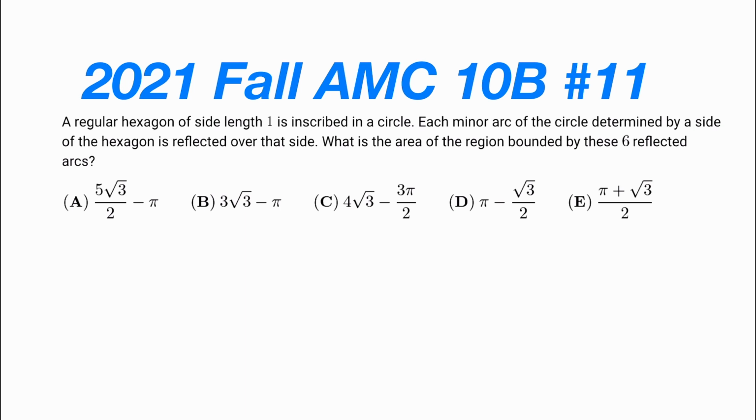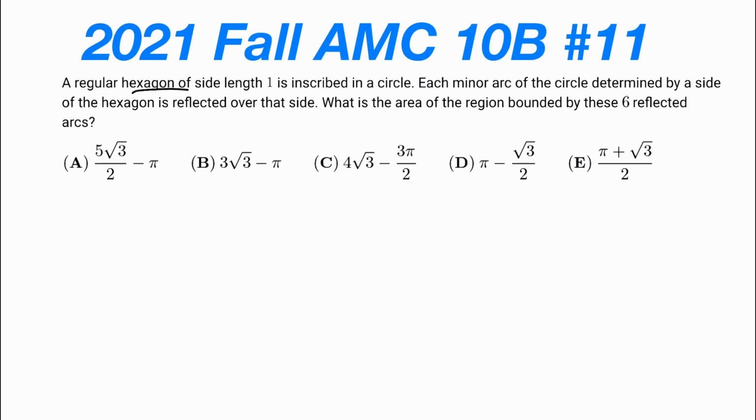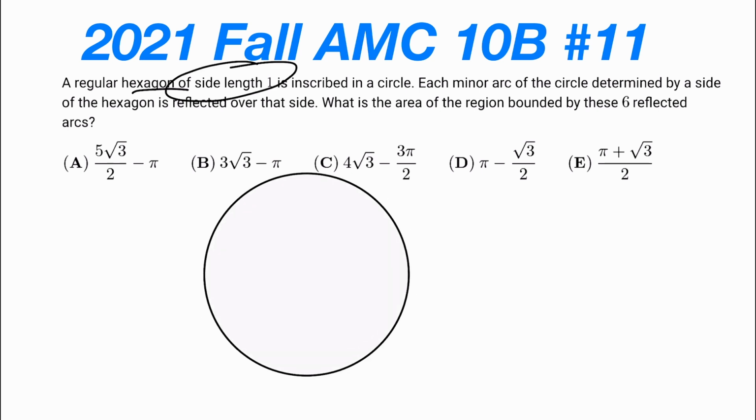In today's episode of Interstigation, we will take a look at 2021 Fall AMC 10B number 11. A regular hexagon of side length 1 is inscribed in a circle. So here is a circle and there is a regular hexagon inscribed in it. I'll try my best to draw this, but it wouldn't be so regular.